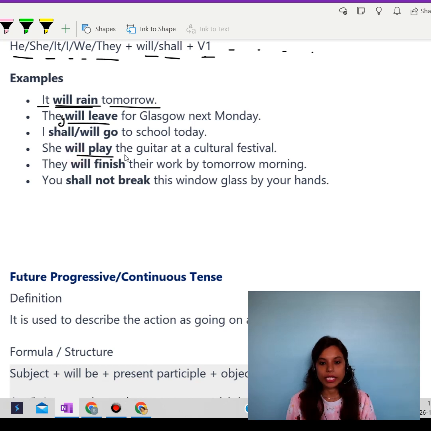She will play the guitar at a cultural festival. So she will definitely play, but it is yet to happen. They will finish their work by tomorrow morning, so will finish. You shall not break this window glass by your hands. So, shall not break means it's a bit of a negative sentence. So, you should not break. It's like that, okay? You should not break.